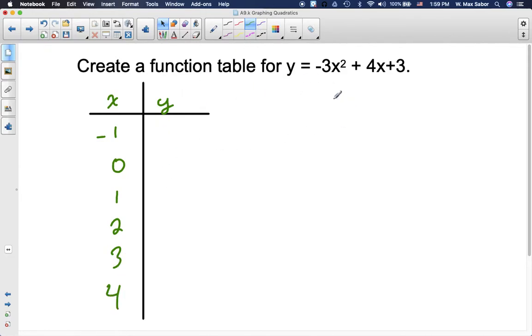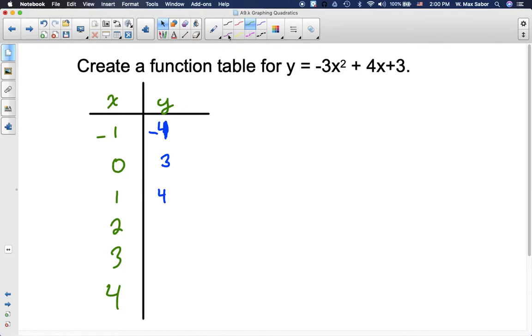So I'll show a few points. Plugging in 0 is easy: 0 plus 3. Plugging in 1 is pretty easy: -3 plus 3 is 0, plus 4. Plugging in -1, this will be -3, minus 4 becomes -7, plus 3 is -4. So that's enough data points to start.